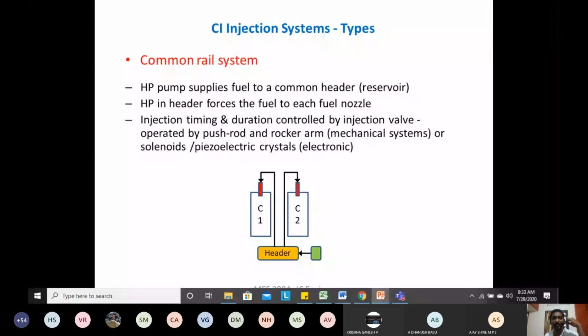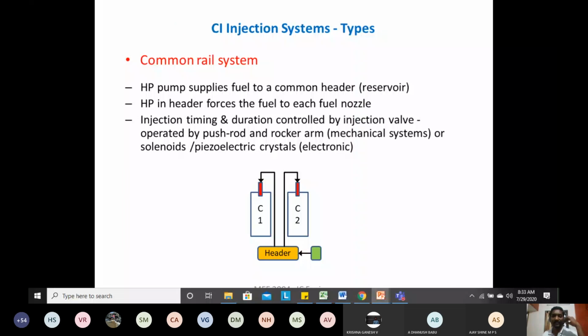The injection timing and duration are controlled by one more valve called the injection valve. Within the fuel injector, we will have a valve called the fuel injection valve. There are two mechanisms by which we can operate this fuel injection valve: either by mechanical means, or we can have an electronic operating system. If it is a mechanical system, then you will find a push rod and rocker-arm arrangement. That is going to open the fuel injection valve, and thereby allow the high pressure fuel to enter the fuel injector, and it is going to spray it in the engine cylinder. Otherwise, we will have a solenoid valve which is operated by an electronic control unit.